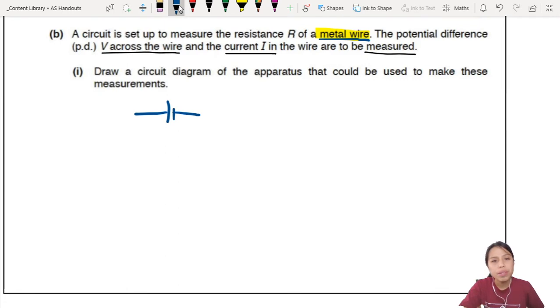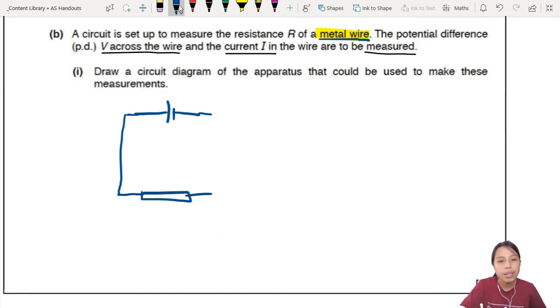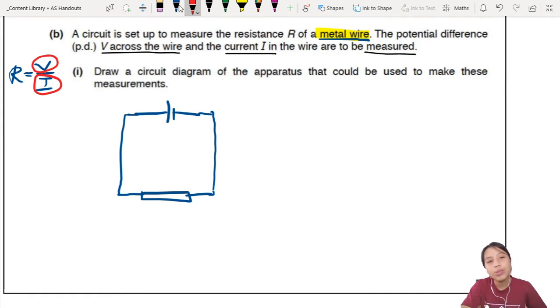But we have one problem. Let's say this is my metal wire, and I treat it as a resistor. How are you going to change the current in the circuit? Because if you want to measure V over I, you need some way to change these values, V and I, so you have many different values of V and I. You need to draw a table, remember? How do you change the current and the V across this wire? Let's keep that in mind.